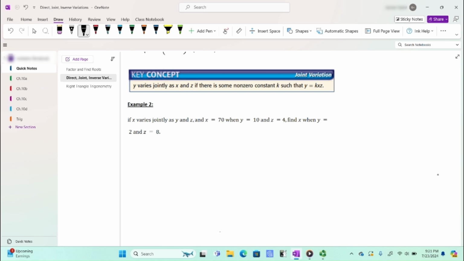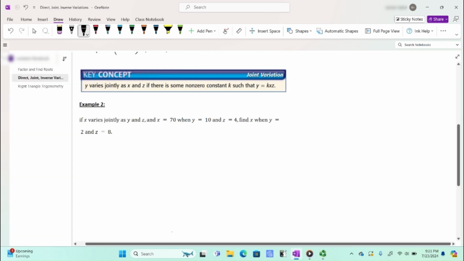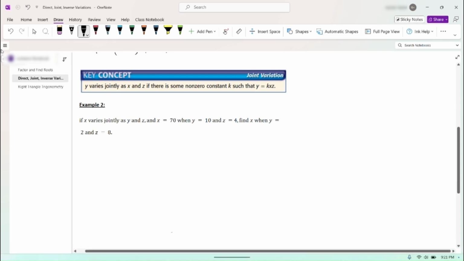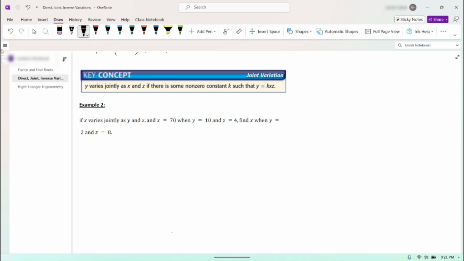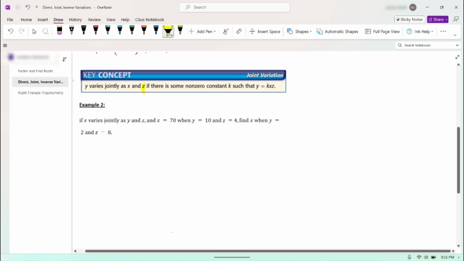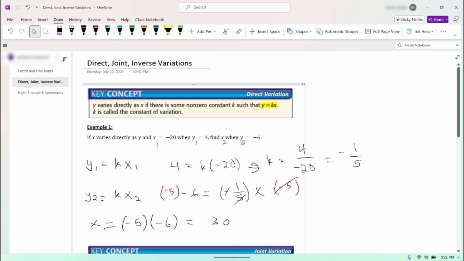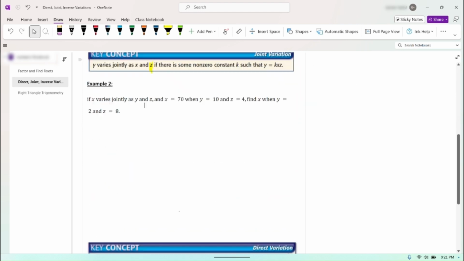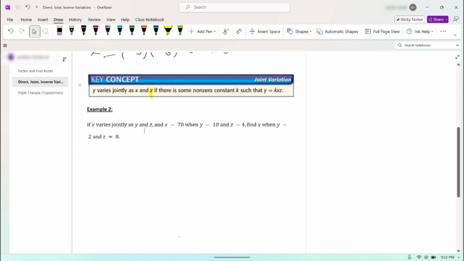All right, the second concept we're going to look at is joint variation. Joint variation is very similar to direct variation, except now we have introduced a new variable called z. Remember with direct variation, if I go back up, we had only x and y along with a constant k. But if I come down here, I have y varies jointly as x and z if there is some non-zero constant k such that y equals kxz.